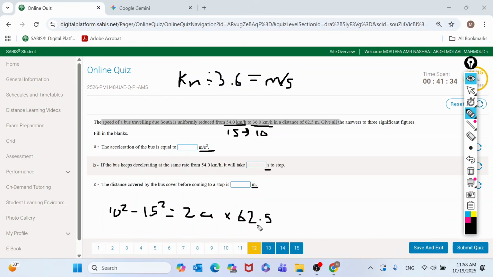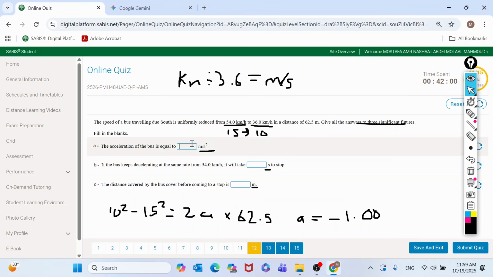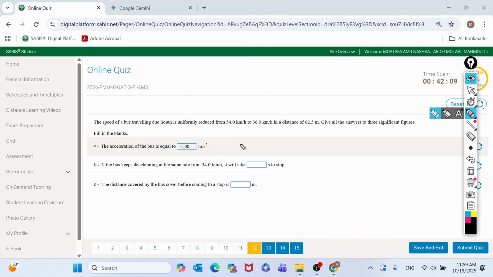Do it on the calculator. So 10 squared minus 15 squared equals 2a times 62.5. You get negative 1. A equals negative 1. But they wanted 3 significant figures, so negative 1.00. Okay, so remove all that. We just know that this is 15 meters per second and this is 10 meters per second.